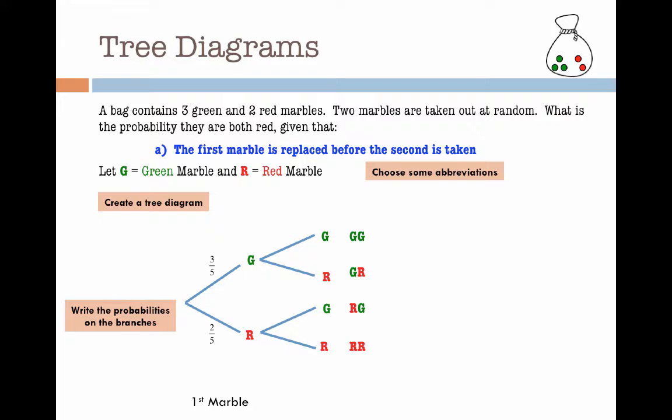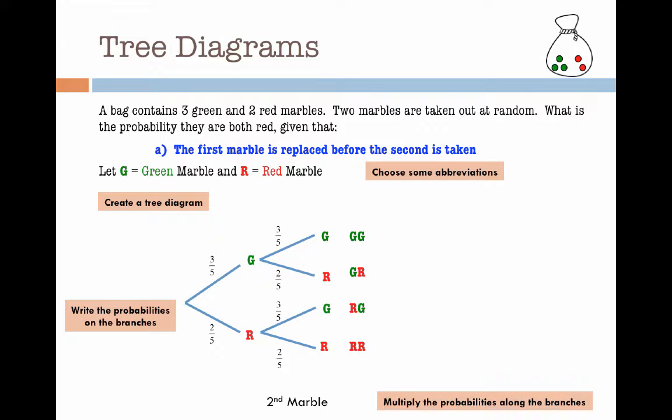When I go to select my second marble, if I chose a green the first time, what do you think will happen to the probabilities? If you said that they won't change, that's correct because the marbles are being replaced. So the probability of getting a green or a red in the second marble doesn't change. And that's the same as if we chose a red the first time.